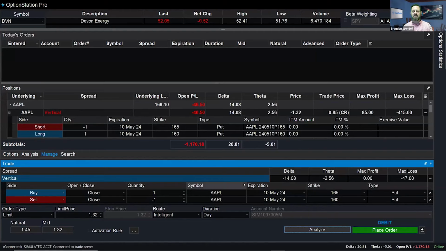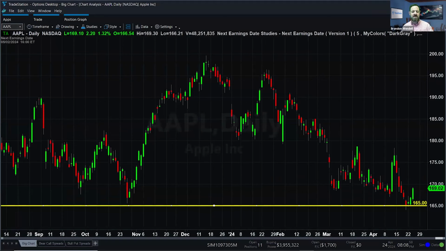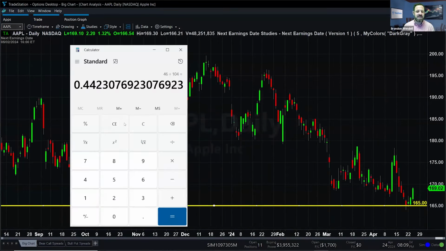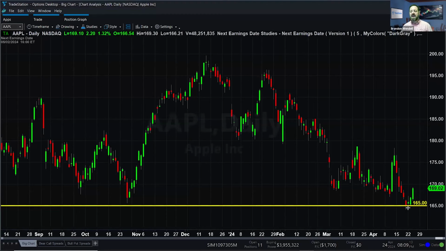As long as prices are above 165, that profits 85 bucks, right? And out of curiosity, it was 85 divided by 415. It's a 20% return. Not bad. Now, what if it starts to go against us? Remember, the maximum loss is $415. What if we don't want to lose that much? What if we don't want to lose more than 50 bucks?